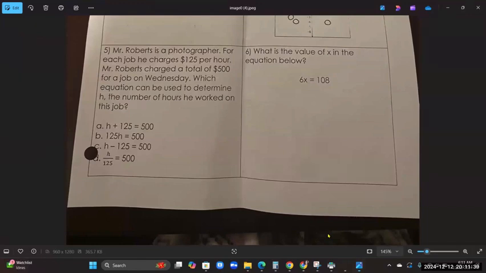All right, number 5. Mr. Roberts is a photographer. For each job, he charges $125 per hour. Mr. Roberts charged a total of $500 for a job on Wednesday. Which equation can be used to determine H, the number of hours he worked on his job? So per hour is a keyword to say multiply. So they would be doing 125 multiplied by H to get 500. So we have to do the inverse to divide, and that'll let us know how much he made each hour, or how many hours he worked.